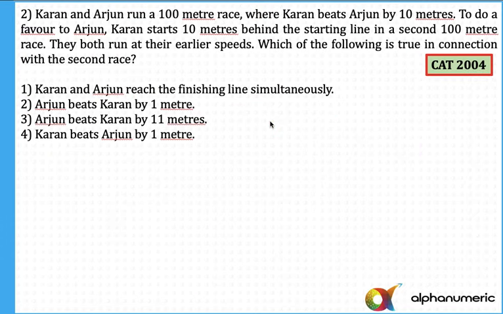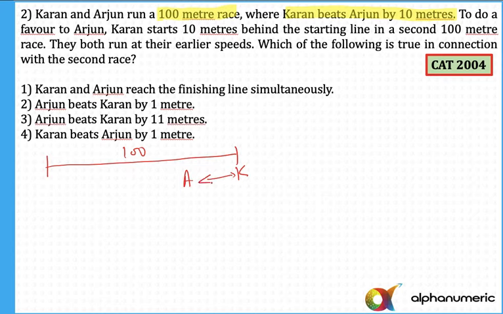Now, this is from CAT 2004. It says Karan and Arjun run a 100 meter race. So this is a 100 meter race where Karan beats Arjun by 10 meters. Now, it's a race, so both the persons started at the same time. So let's mark this as a 100 meter race. When Karan is here, Karan beats Arjun by 10 meters. Arjun is 10 meters behind Karan. Which means Karan has traveled a total of 100 and Arjun has traveled 10 meters less than Karan, that is 90, in the same time.